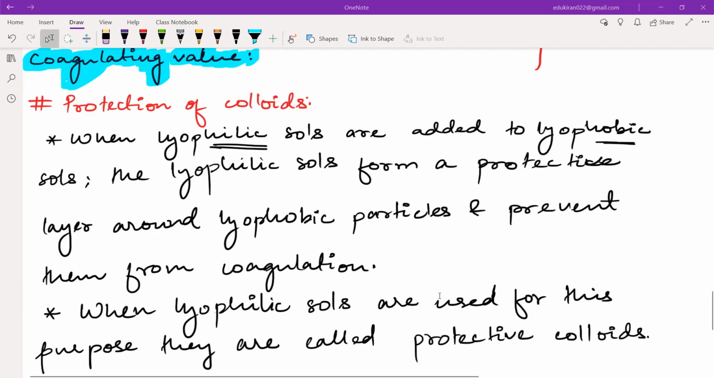Okay, so that is it for today, guys. Just please remember to write coagulating value, okay? Complete.